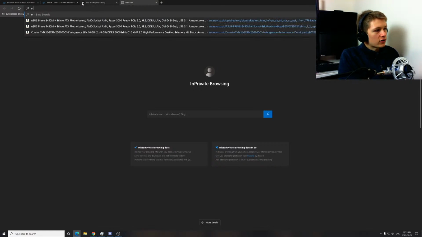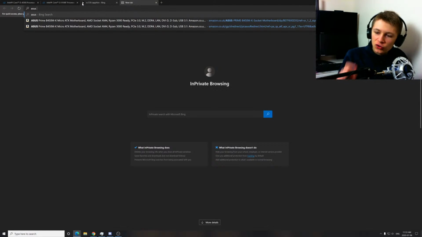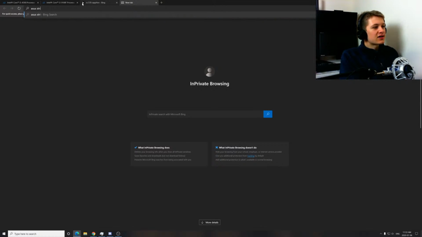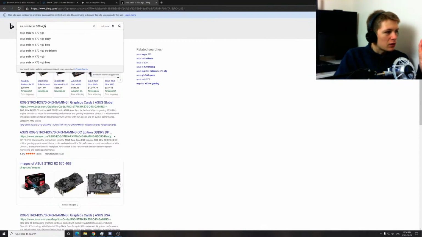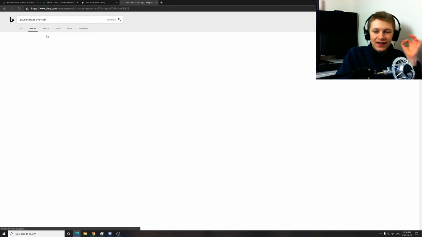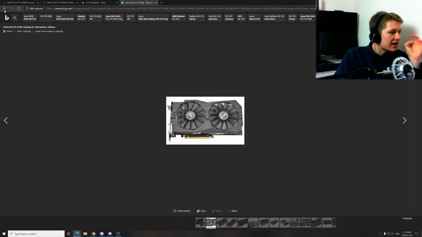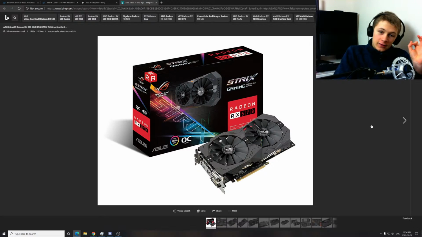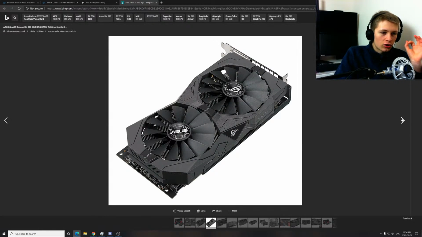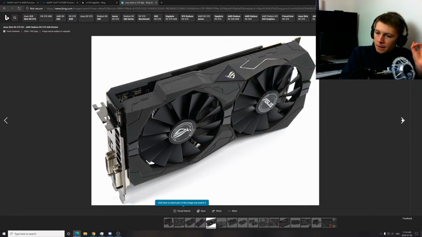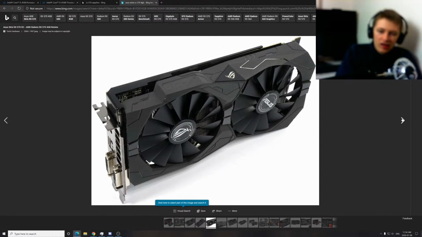MSI... no, actually Asus. If you avoid this card, you will not have many problems. It's the Asus Strix RX 570 4GB. This card has given me more headaches than any single RX 570 GPU out there. I hate this card so much. I have a whole bunch of them, and I'm gonna have to sell them because they're still RX 570s.